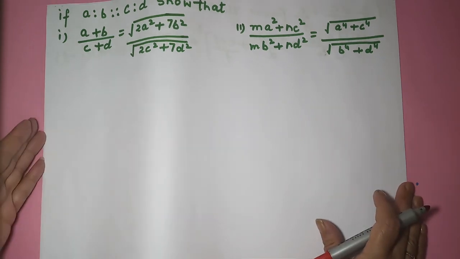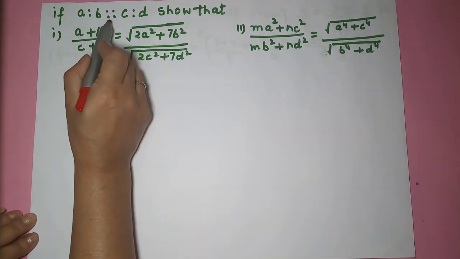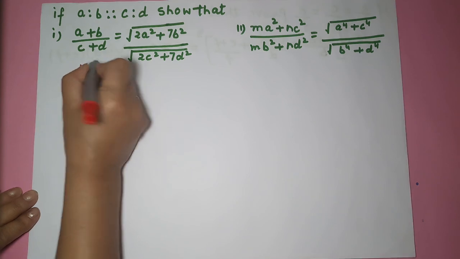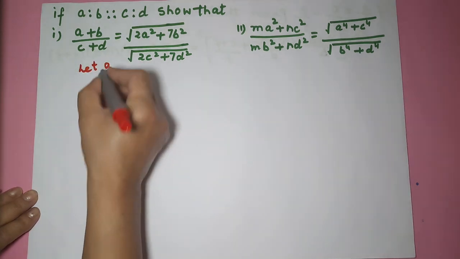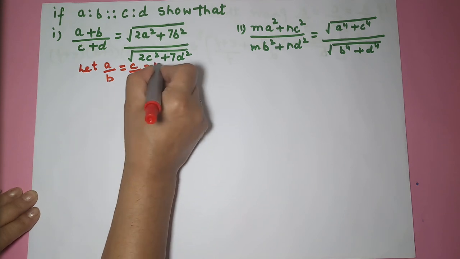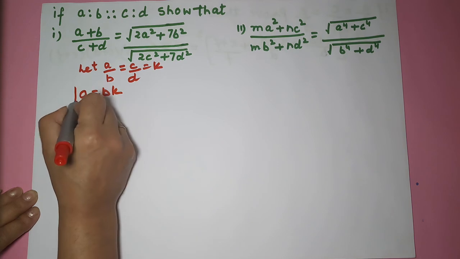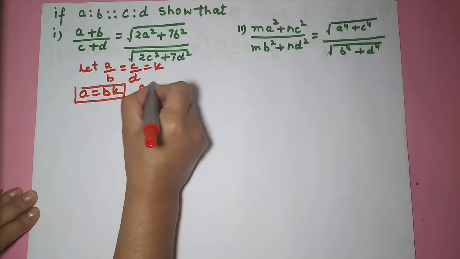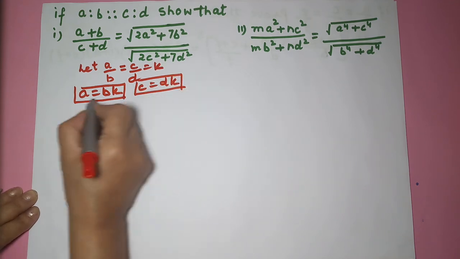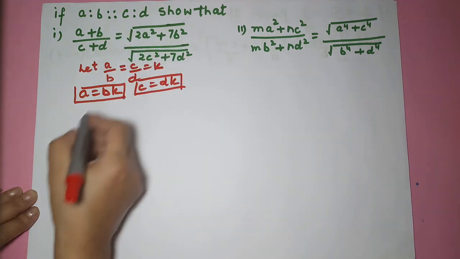One more. A is to B is proportional to C is to D. That means let A by B equal K. You need to write this step again and again because it's a board requirement. Okay, so A is equal to BK, box it, C is equal to DK. Keep it for your reference now. You're going to change only A and C. Rest, you're not going to touch any other term.